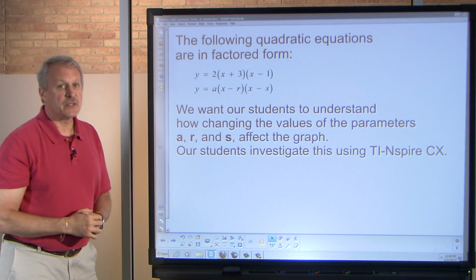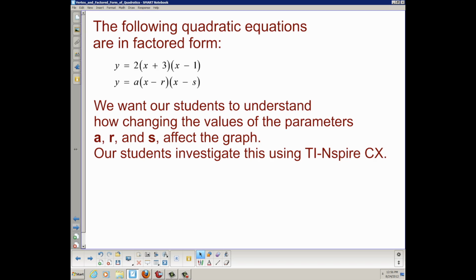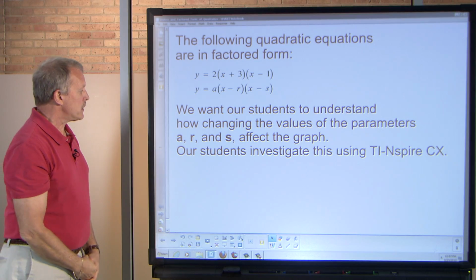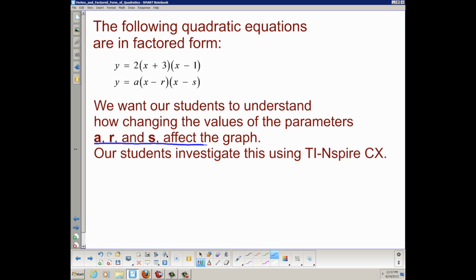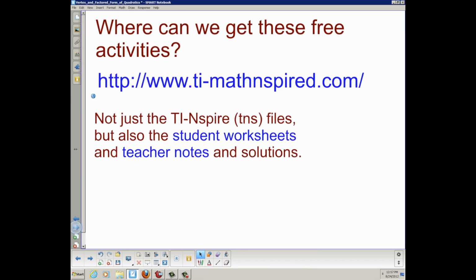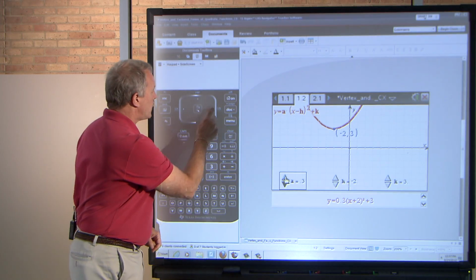The second part of this is looking at quadratic equations in factored form. And here I have a specific example and then a generic example. I'm using R and S as the roots here, and A is that coefficient again. And we want them to understand how changing the value of A and R and S affect the graph and what that looks like in the equation.